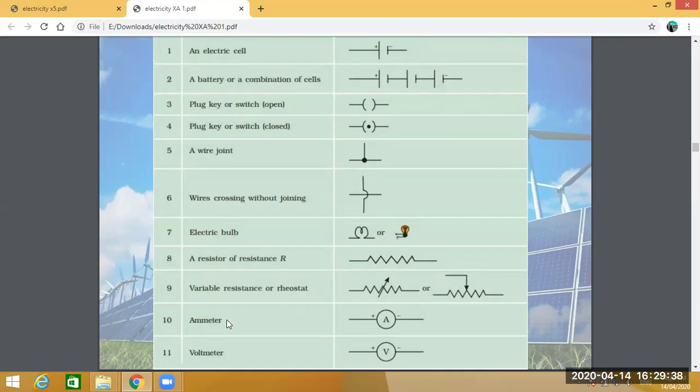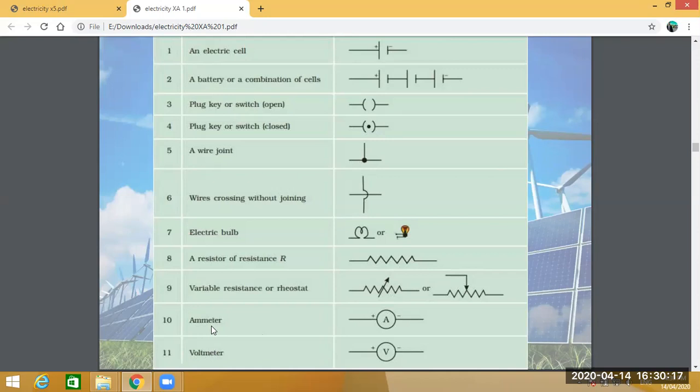Now, come to the next point. Resistors could be of two types: a resistor of fixed resistance and a resistor of variable resistance. A resistor of variable resistance is also known as a rheostat. A rheostat is a resistor of variable resistance. We can vary the resistance, we can change the resistance as desired. So variable resistors can be represented by this symbol. This symbol indicates a rheostat, the resistor of variable resistance.